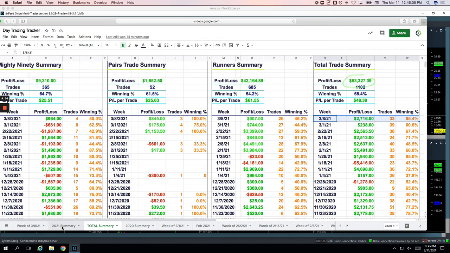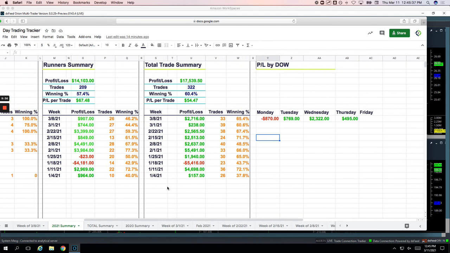The other thing I wanted to mention was I'm going to start tracking the P&L by day of week. And I haven't gone back. I'm going to go back and get all the numbers for days of the week going back, but just started posting it here. So Monday was a loser, Tuesday, Wednesday, and Thursday were all winners. And as I stated in last week's recap, I think there's something to that.